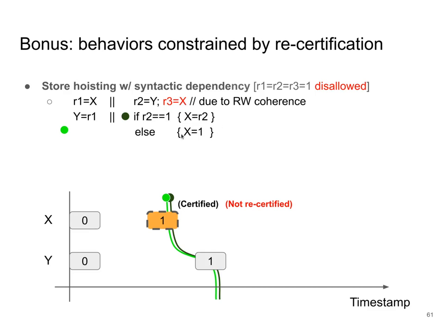So that's basically the behavior in which recertification actually is necessary. Without recertification, you may have to allow this behavior, but it doesn't happen in the promising semantics because it requires recertification, and this recertification forbids the behavior in question here.